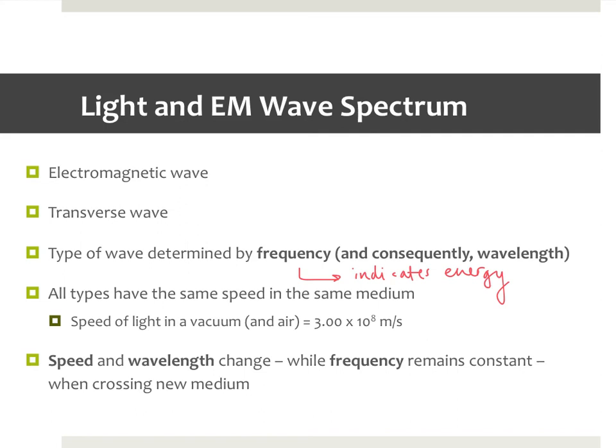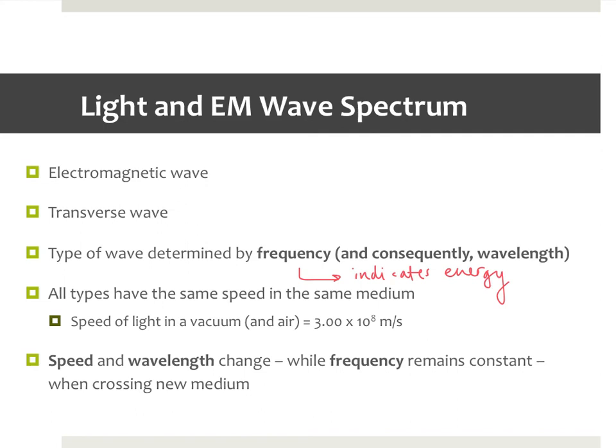So all these types have the same speed in the same medium. And the speed of light in a vacuum and air is 3 times 10 to the 8th meters per second. That's in the reference table. So speed and wavelength change, while frequency remains constant when light waves cross into a new medium. So again, the medium determines the speed it has, and as a result, it will also change the wavelength, but the frequency will stay the same. It's really the frequency that determines the type of wave.